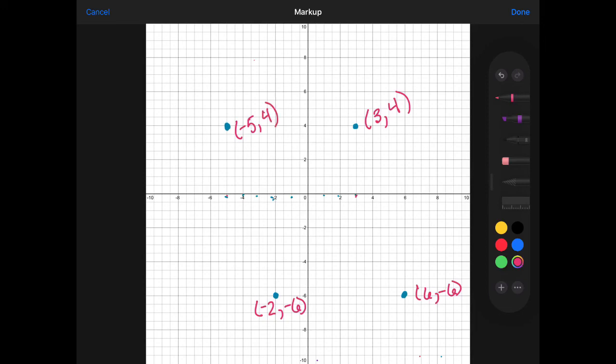That is graphing points on the coordinate plane. You're just going to need to know how to name points, how to find points, and how to locate points on the coordinate plane. Good luck, and I'll see you when we practice.